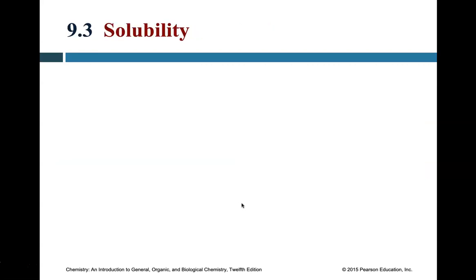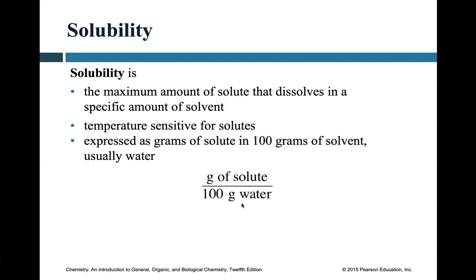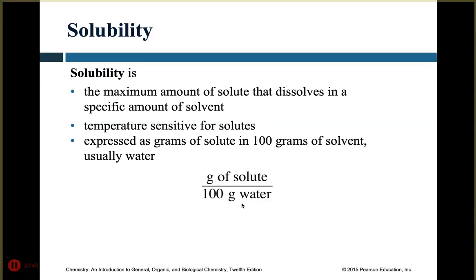So this will be the last thing we'll cover in this particular video lecture series. It's going to be on 9.3 in solubility. Why do things dissolve in each other? And how do we express that? So, solubility. It's going to be the maximum amount of solute that is dissolved in a specific amount of solvent.